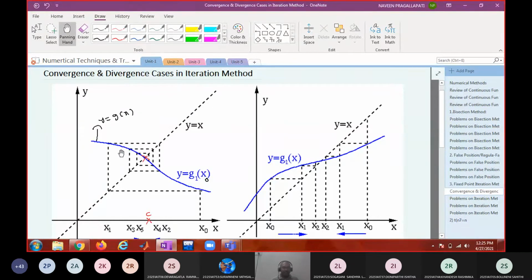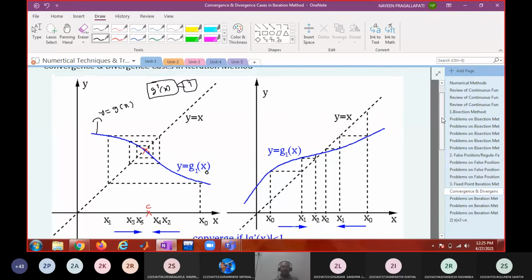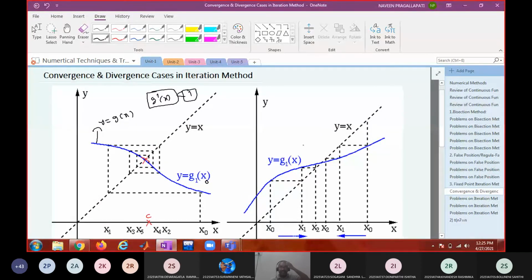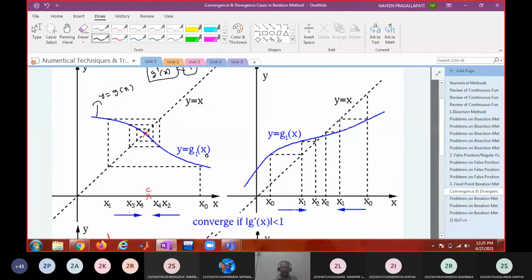Why? Because you see, modulus g dash of x, g dash of x is nothing but the slope of the tangent to the curve. You can see that is less than 1. That is less than 1 means what? Tangent angle must be less than 45 degrees, or more than 135 degrees. See here, modulus of g dash of x is less than 1. In this case, 135 to 180.